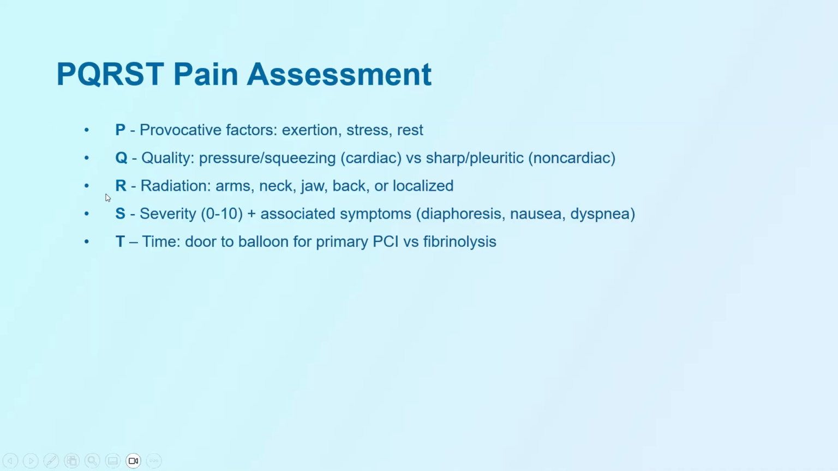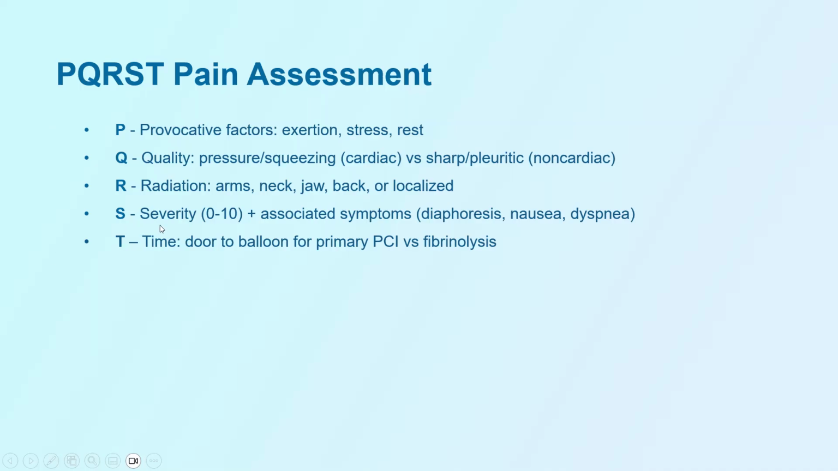In acute coronary syndrome, we usually see radiation to the neck, jaw, and arms. Chest pain that's tearing in nature and going to the back or to the posterior side of the chest is usually a sign of aortic dissection.